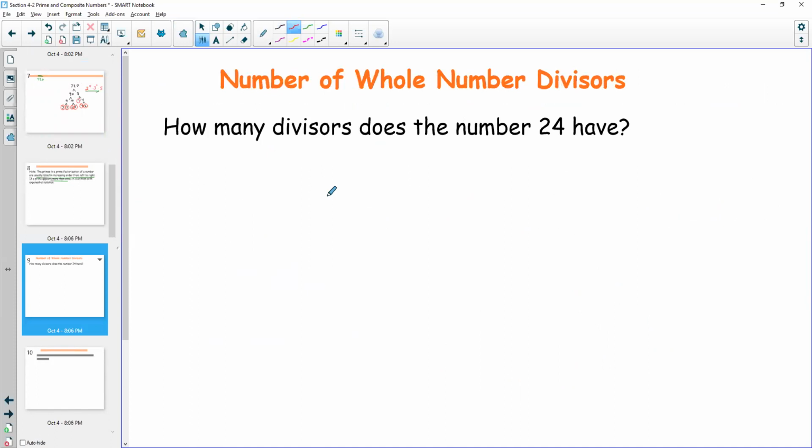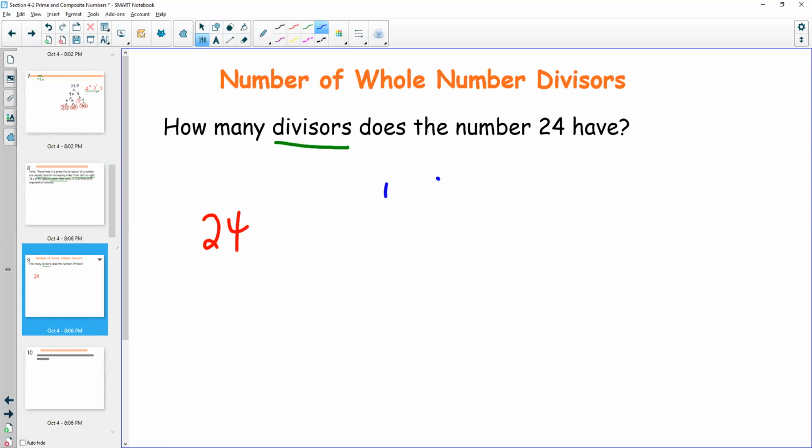One of the other things we can figure out once we can break up a number is how many divisors it has. When we're talking about divisors, we're talking about the number of things that divide into that number evenly. So think about all of the different ways that you could make 24.